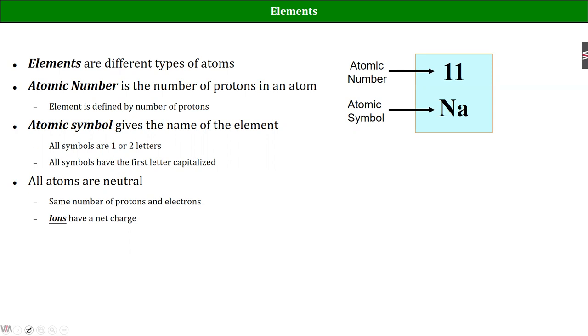Most of the symbols are based on the English name. A few of them are not, especially for elements that were discovered a long time before English was the most common language. The symbols are actually based on their Latin names for the most part. It's like Au is gold because the Latin word for gold is aurum, A-U-R-U-M. And same for sodium, the Latin word for sodium is natrium.